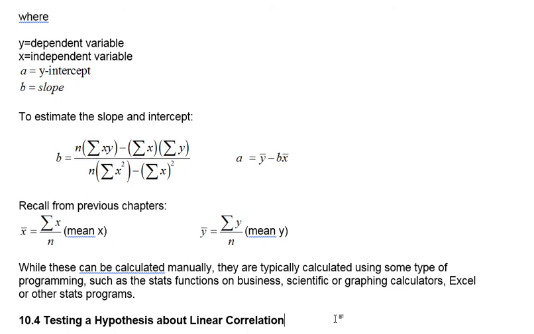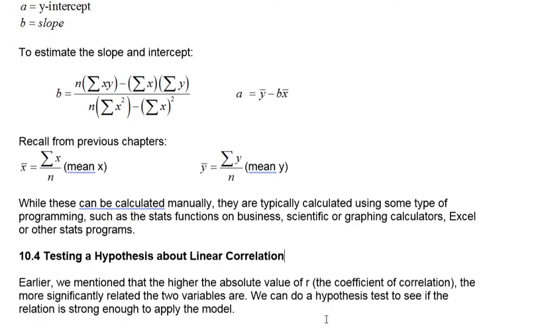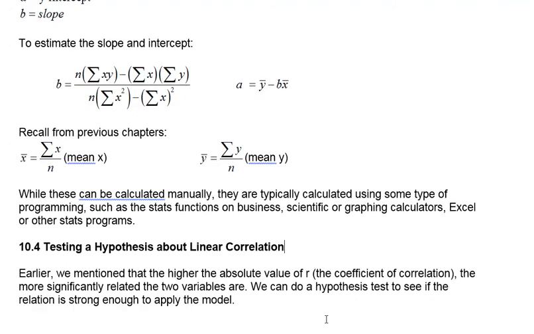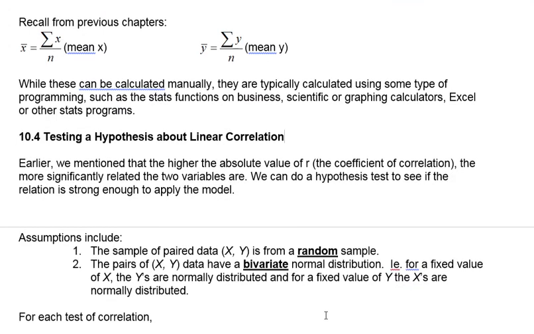So, testing a hypothesis about a linear correlation. Once we've calculated this, we need to say, can we use it? Are these things correlated enough that it makes sense to make this model and use it to be doing predictions? A couple assumptions we're making: that we are looking from a random sample and that both variables are approximately normally distributed.